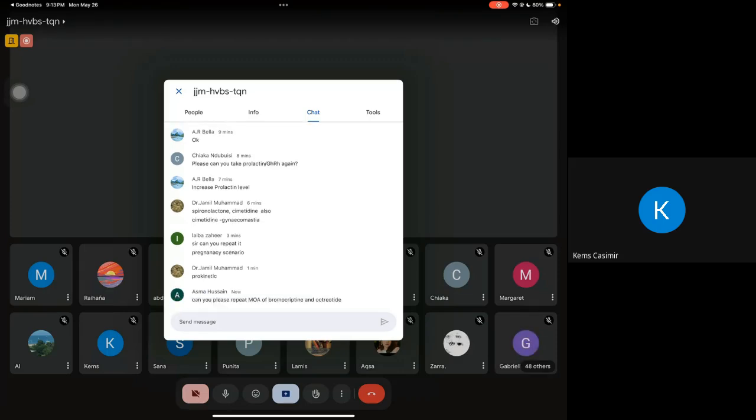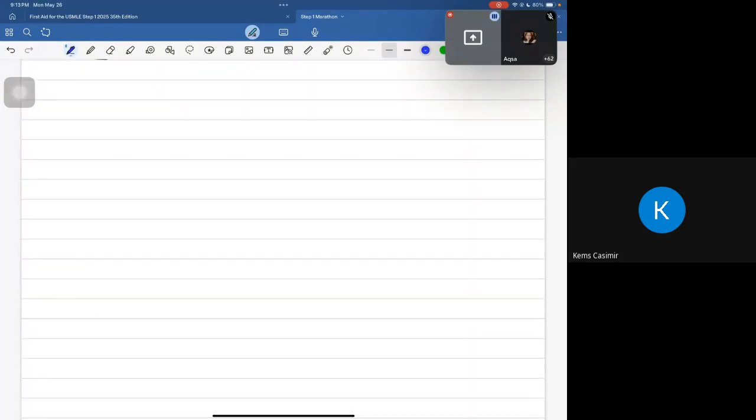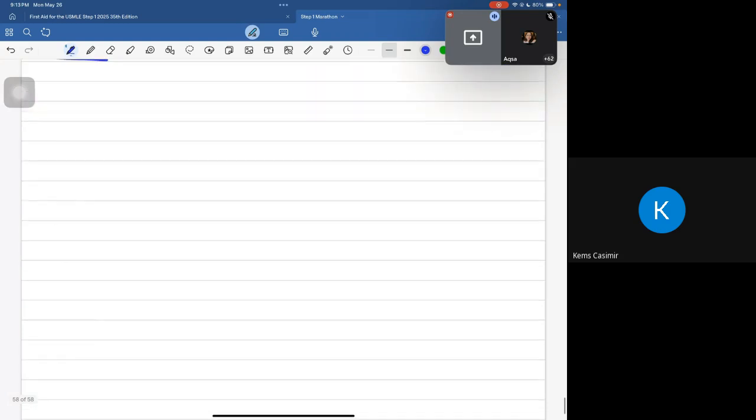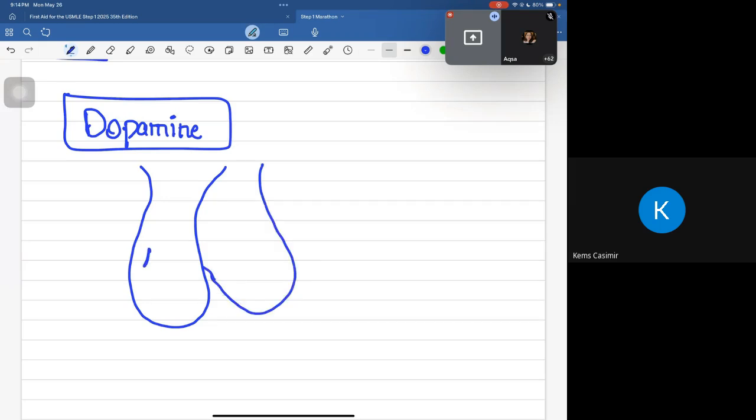Okay, so let's move to bromocriptine. Bromocriptine is a drug which is a dopamine analog, right? So it works on the dopamine receptors. So wherever there are dopamine receptors in the body, bromocriptine is going to act on those receptors, right? And dopamine receptors are also present in the anterior pituitary, right? So if this is the anterior pituitary, there are dopamine receptors here.